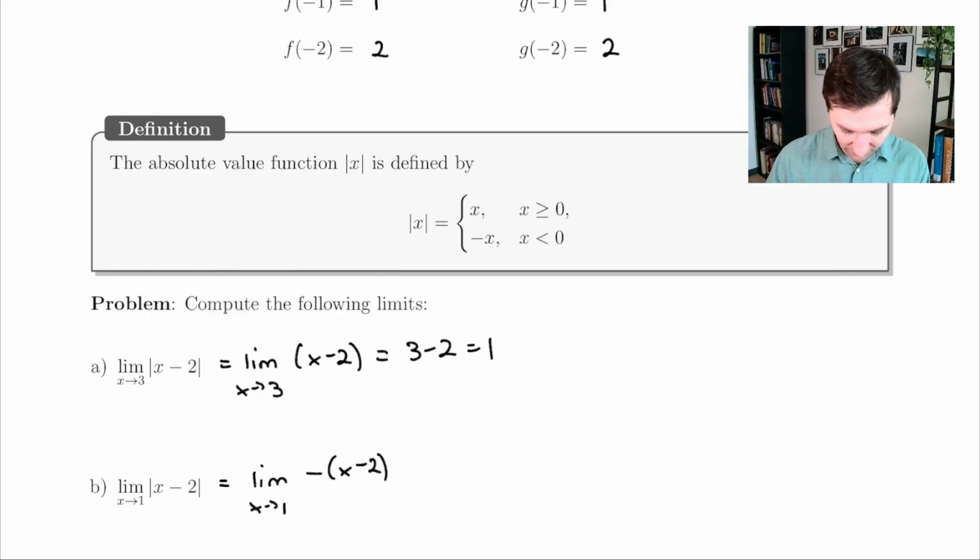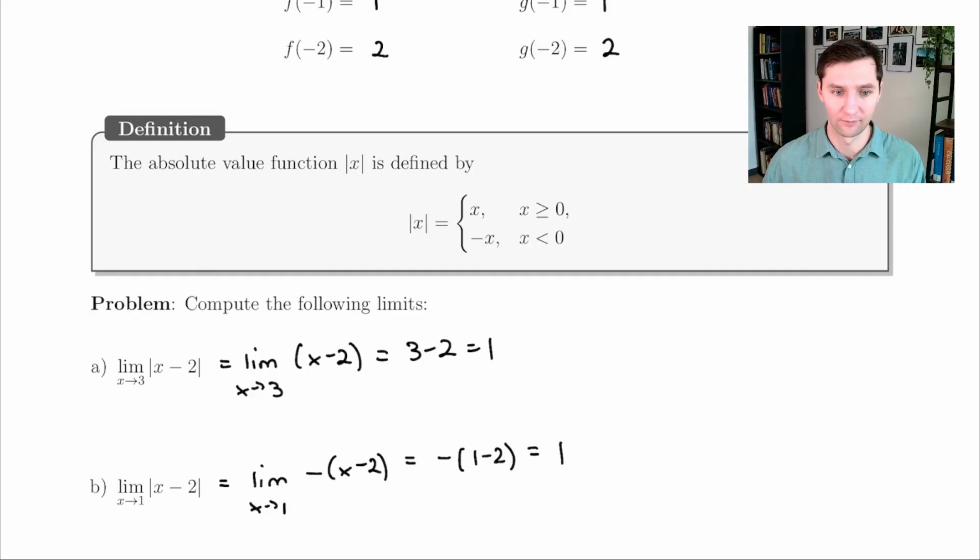I apply the direct substitution property, plug in 1, and I get negative 1 minus 2. 1 minus 2 is negative 1. Negative negative 1 gives me 1.